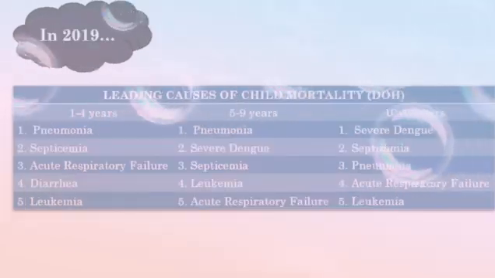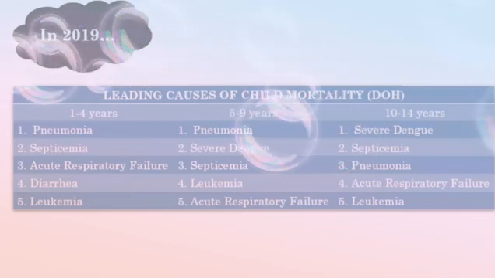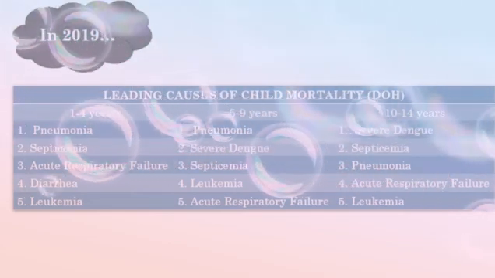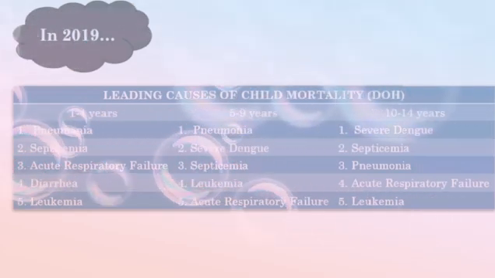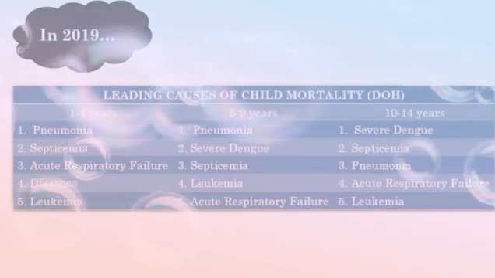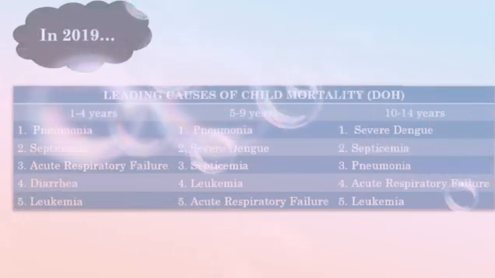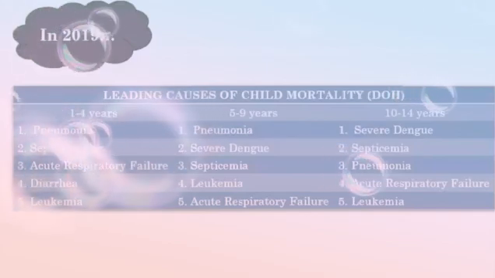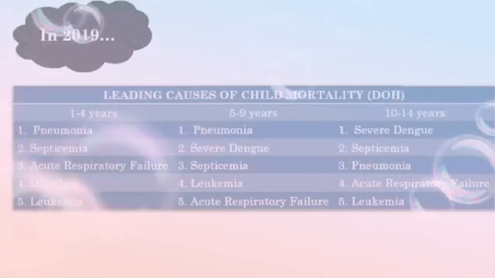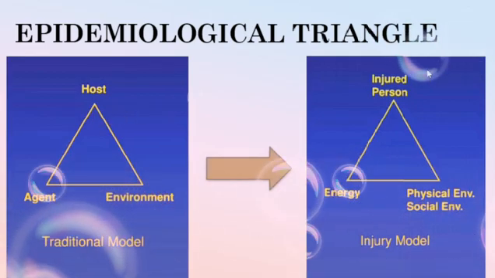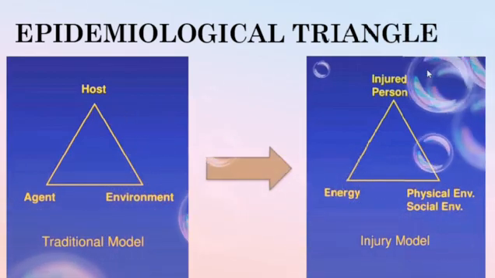congenital anomalies. In 2019, the leading causes of child mortality: pneumonia, septicemia, acute respiratory failure, diarrhea, and leukemia. Pneumonia, severe dengue, septicemia, leukemia, acute respiratory failure for 5 to 9 years old, and 10 to 14 years they have dengue, septicemia, pneumonia, acute respiratory failure, and leukemia. This is the order. So here we are seeing the epidemiological triangle.